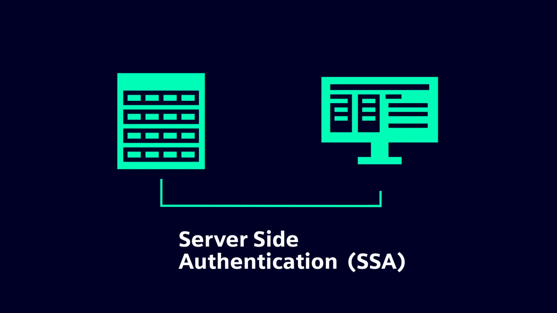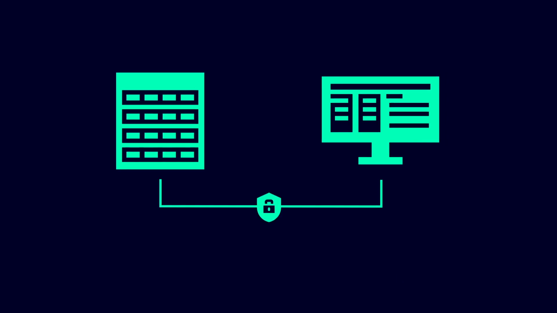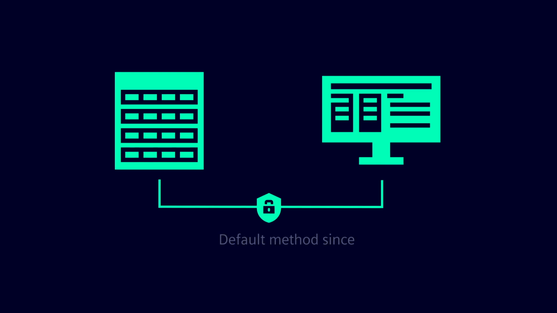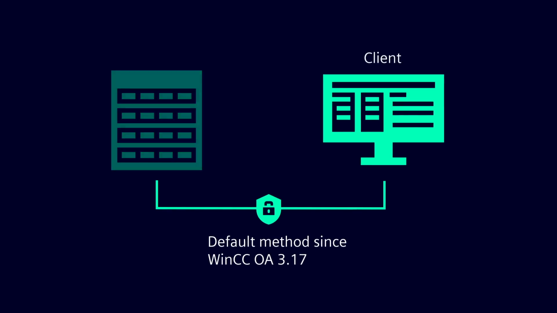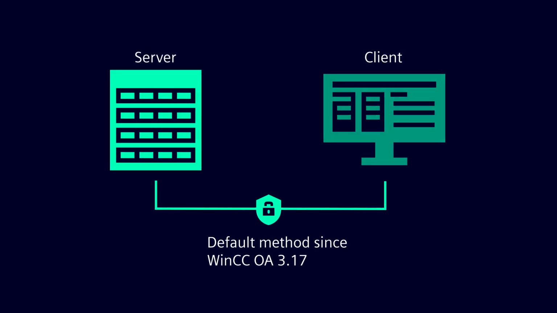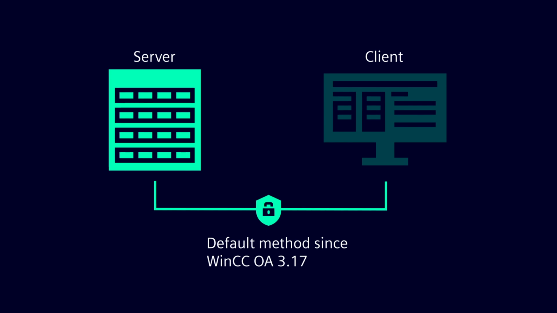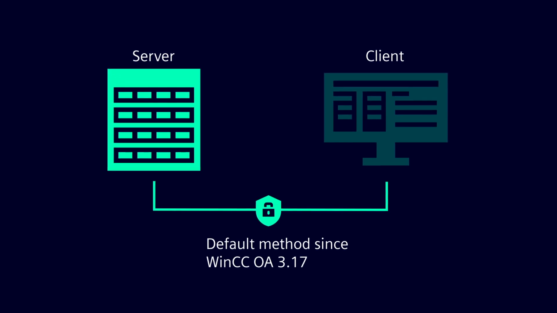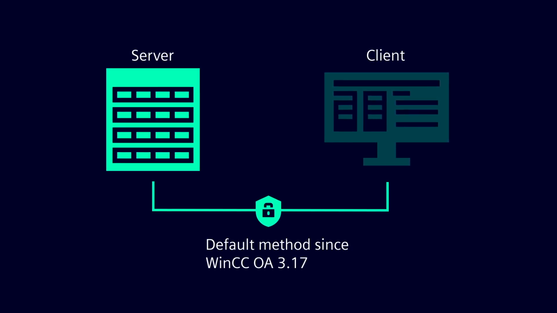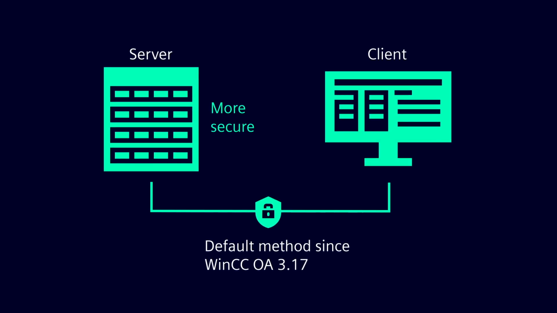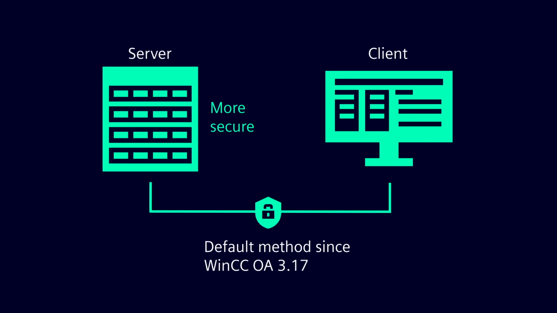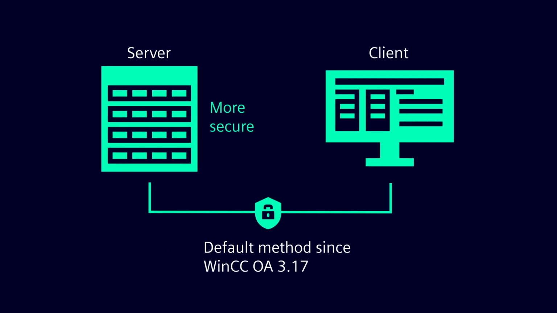In this episode of our security series, we are going to explore WinCC OA Server Side Authentication, also named SSA. SSA is an authentication method, and it has been our default authentication method in WinCC OA since version 3.17. The reason why we changed from client-side authentication to server-side authentication by default is to make your WinCC OA project more secure. However, client-side authentication is still available as a so-called legacy project.